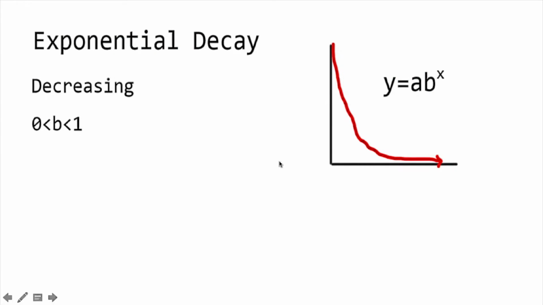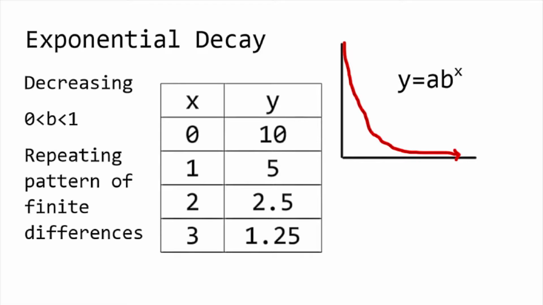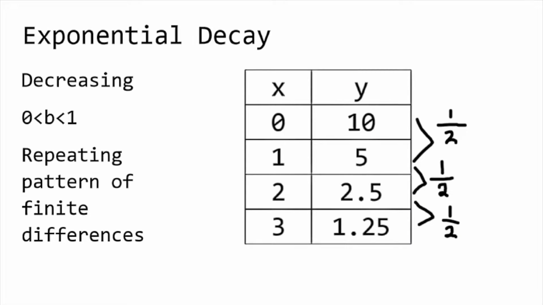In this section, we will be talking about exponential decay. Exponential decay is the pattern in which each term is multiplied by a constant between 0 and 1. Because it is being multiplied by a constant between 0 and 1, it is decreasing, as can be seen in the graph next to it. The pattern of finite differences is also repeating for exponential decay, as can be seen in the chart where the first term is 10 and the second is 5, and between them the factor is 1/2, and then from 5 to 2.5 it is also 1/2, and from 2.5 to 1.25 it is also half.